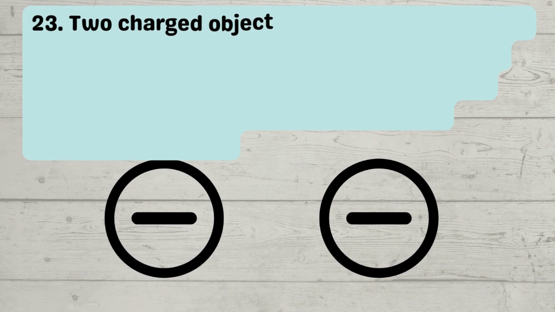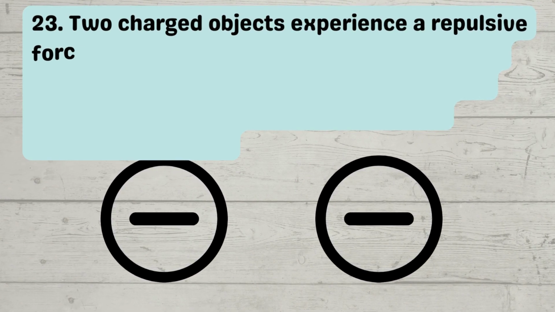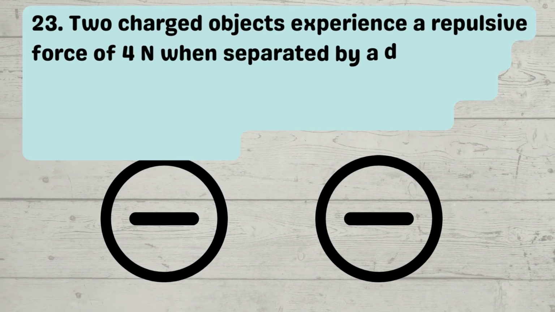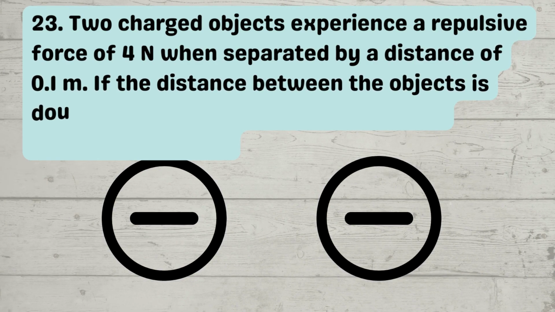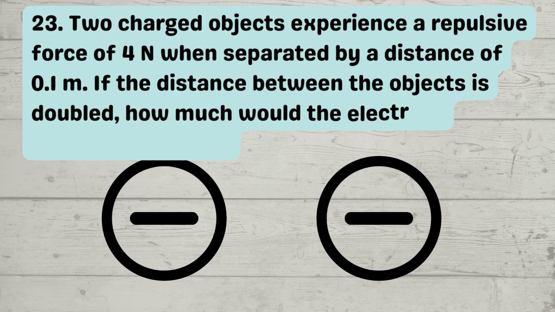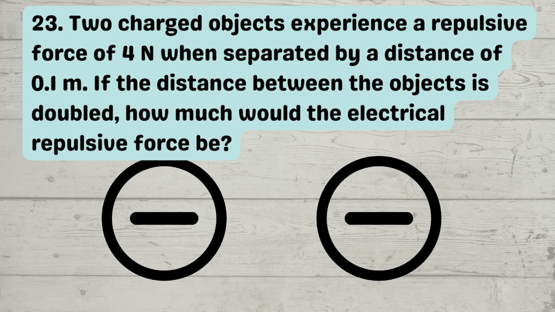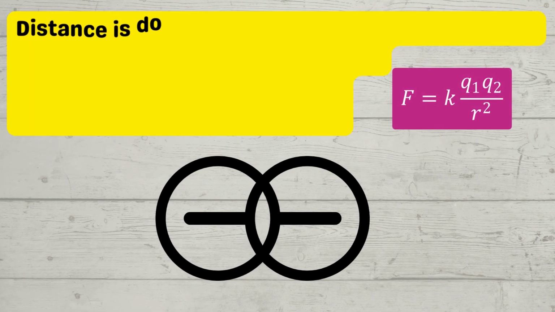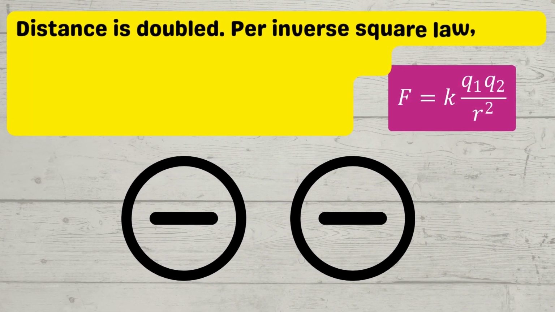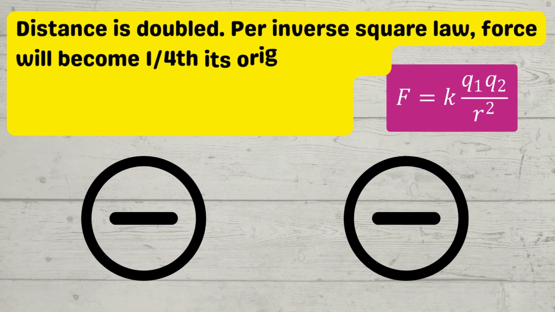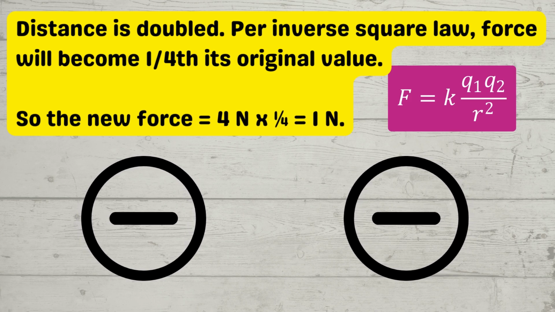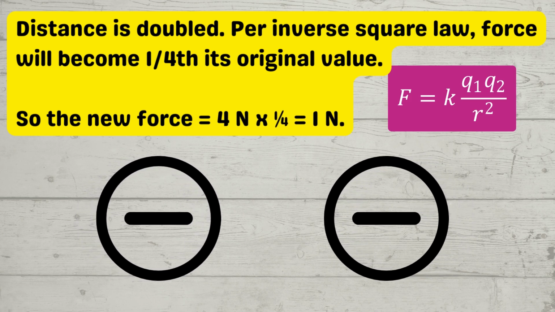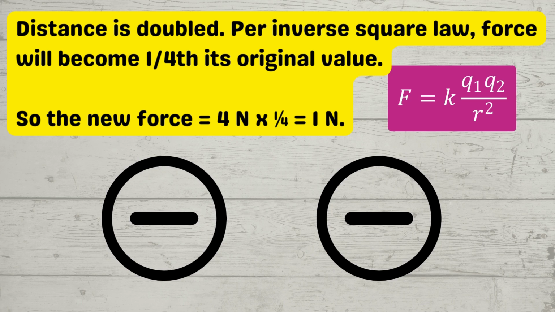Question 23. Two charged objects experience a repulsive force of 4 newtons when separated by a distance of 0.1 meters. If the distance between the objects is doubled, how much would the electrical repulsive force be? Per the inverse square law, if the distance is doubled, the force will become 1/4 of its original value. So the new force will be equal to 4 newtons times 1/4, which equals 1 newton.